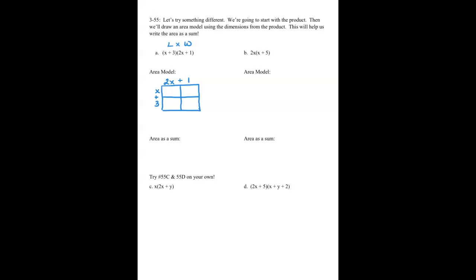How will we use this? Well, now what we're going to do is find the area of each rectangle inside of the larger rectangle. In the top left corner, we have a rectangle that has a dimension of x and a dimension of 2x. x times 2x gives us an area of 2x squared.